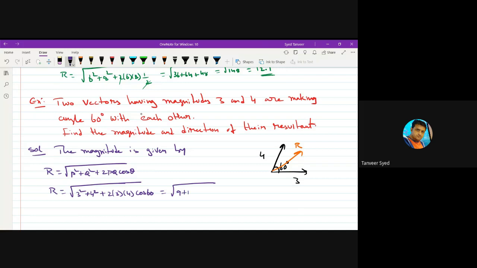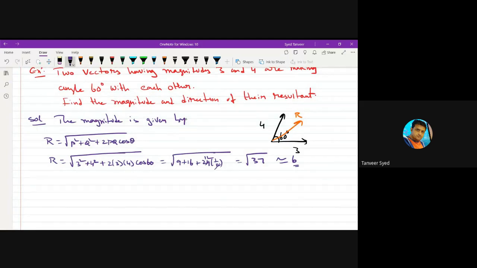9 plus 16 plus 24 into 1 by 2. 2 ones, 2 12s. So this is root of 16 plus 12 is 28. 28 plus 9 is 37. Root 37, approximately 6. Not exactly, approximately 6. This is the magnitude.